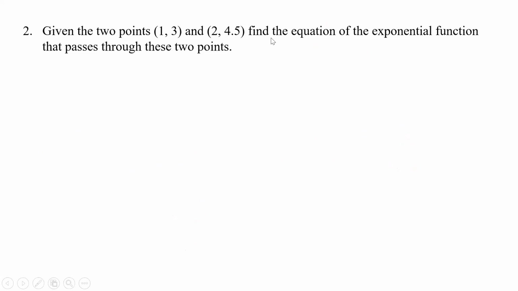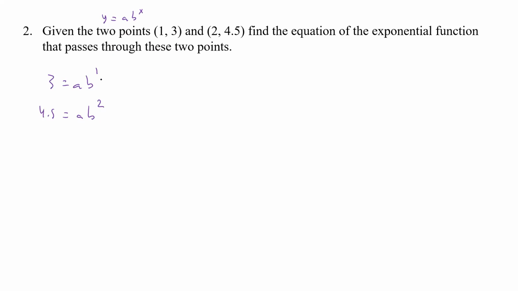Now it says, given the 2 points, now this time we don't have 0 comma a, so we actually have to solve this system of equations. And so what we're going to do is just plug both of these sets into our function, basically our y equals ab to the x, okay? So let's do this first one. Y is 3 equals ab to the 1. Our second one is 4.5 equals ab to the 2.